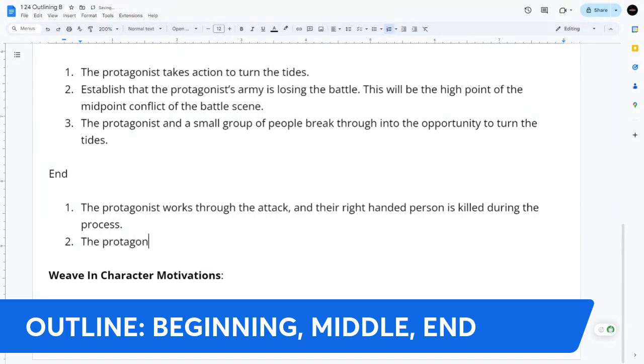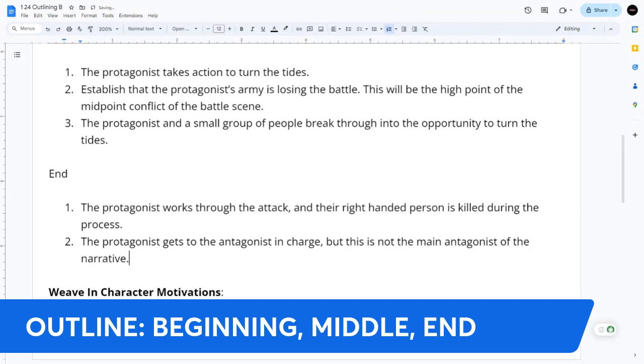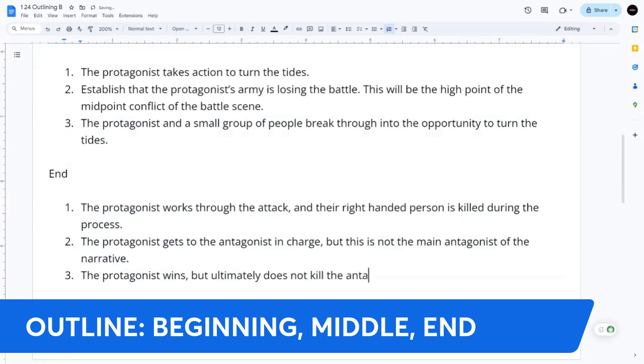The protagonist gets to the antagonist in charge, but this is not the main antagonist of the narrative. Okay. The protagonist wins, but ultimately does not kill the antagonist. Oh yeah.